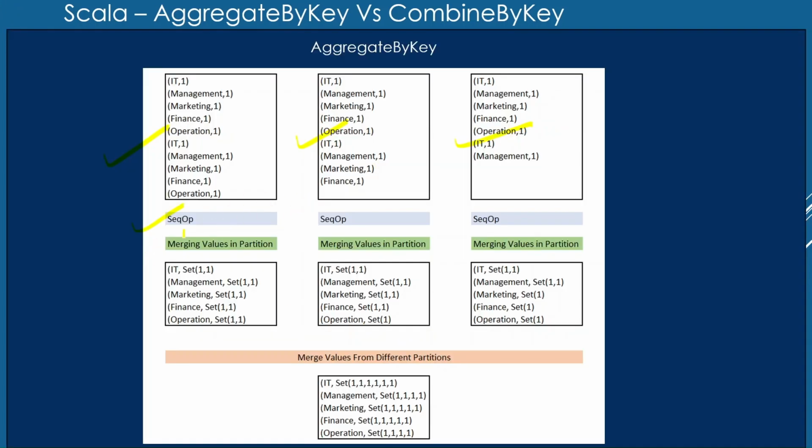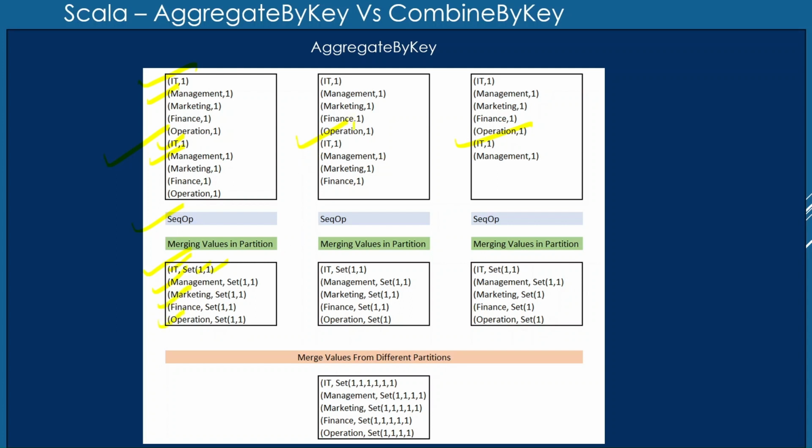What the sequence function generally does is it creates the value like this. IT is a key, and it is going to create a set which contains all the values associated with this IT. Here we can see there are two values for the IT key, and these are present in the form of a set. Same for management: the management key has two values in this partition, or we can say in this executor. Same for finance, same for operation.